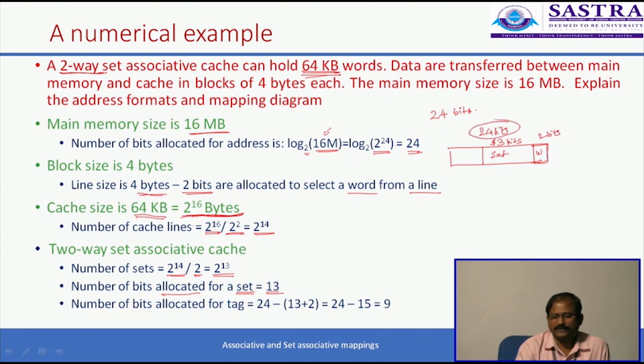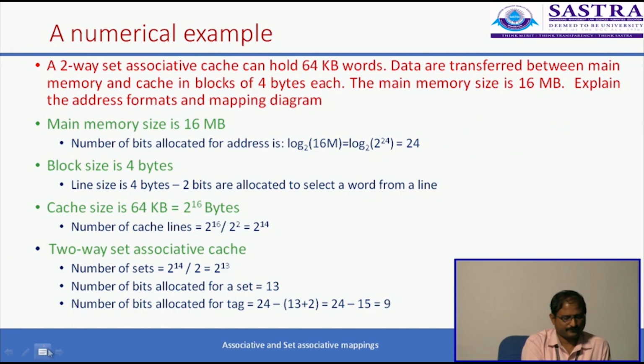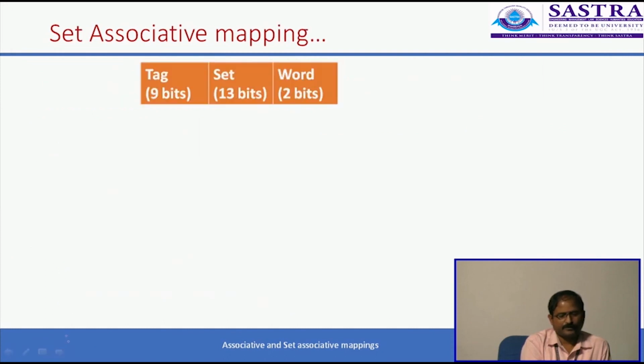Totally 24 bits are available, 13 bits are allocated for set, 2 bits are allocated for word. So remaining 9 bits are allocated for tag. The most significant 9 bits are allocated for tags. The next most significant 13 bits are allocated for set. The least significant 2 bits are allocated for word. So that one is given here.